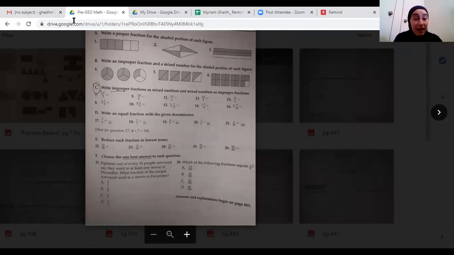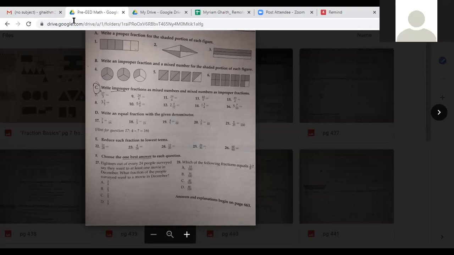Actually, the 7 is the total number of parts. Do you see if I counted each part? I have 1, 2, 3 in each circle. So we have 1, 2, 3, 4, 5, 6, 7 of the parts are shaded. So that would be my numerator. 7 would be the numerator. Not 3/7, 7/3, because 7 are shaded.